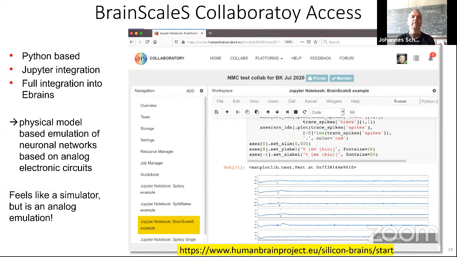So if you use BrainScales, you can access it through the Collaboratory, and what you see is a Jupyter notebook. You have a Python-based language to control it, and you have the integration into the Collaboratory and in the future in the EBRAINS system. But in reality, behind this is a physical model-based emulation of neural networks, which is in reality a bunch of analog electronic circuits. So the membrane traces you see here are measured and not calculated. So it feels like a simulator, but in reality, it's an analog emulation.